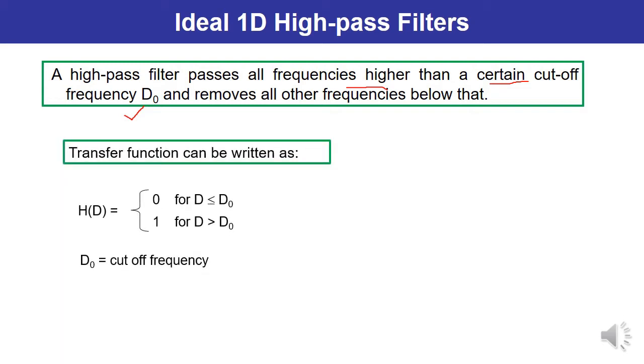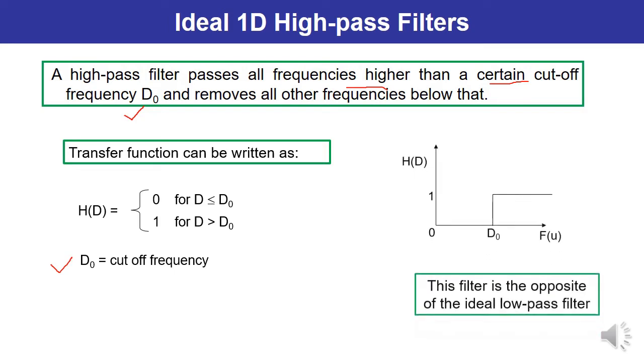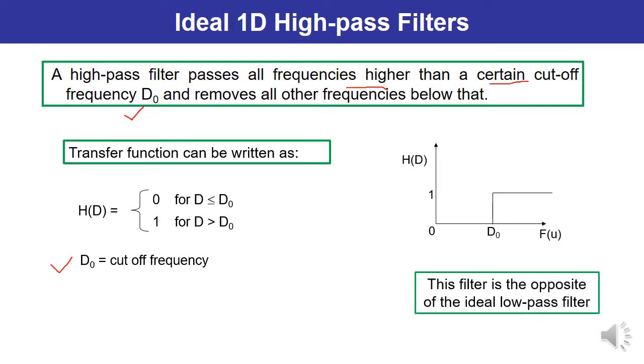H of D is 0 when D is less than or equal to D0, and it is 1 for all values of D greater than D0. Here D0 is the cutoff frequency. The same has been drawn over here. You can see for all the values of D less than D0 it is 0, and for greater than D0 it is 1.